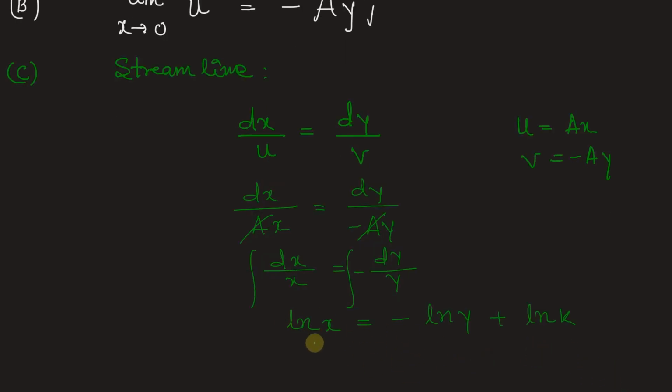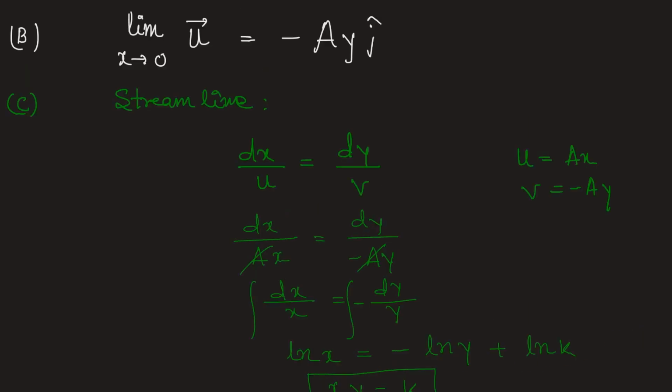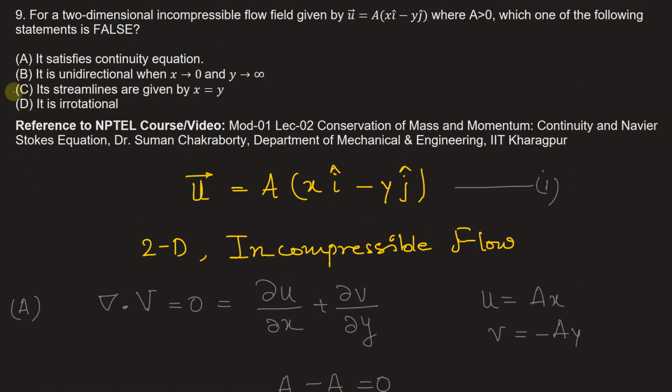Again, removing the logarithmic terms, we can write x into y should be equal to constant. So this will be the equation of streamline. K can have any value. This will always be the equation of streamline, that is x into y should be equal to constant. So we can see here that option C, the equation of streamline is x is equal to y, is incorrect. Option C must be the answer, because only one statement is false. So option C is false, but also let's check option D.